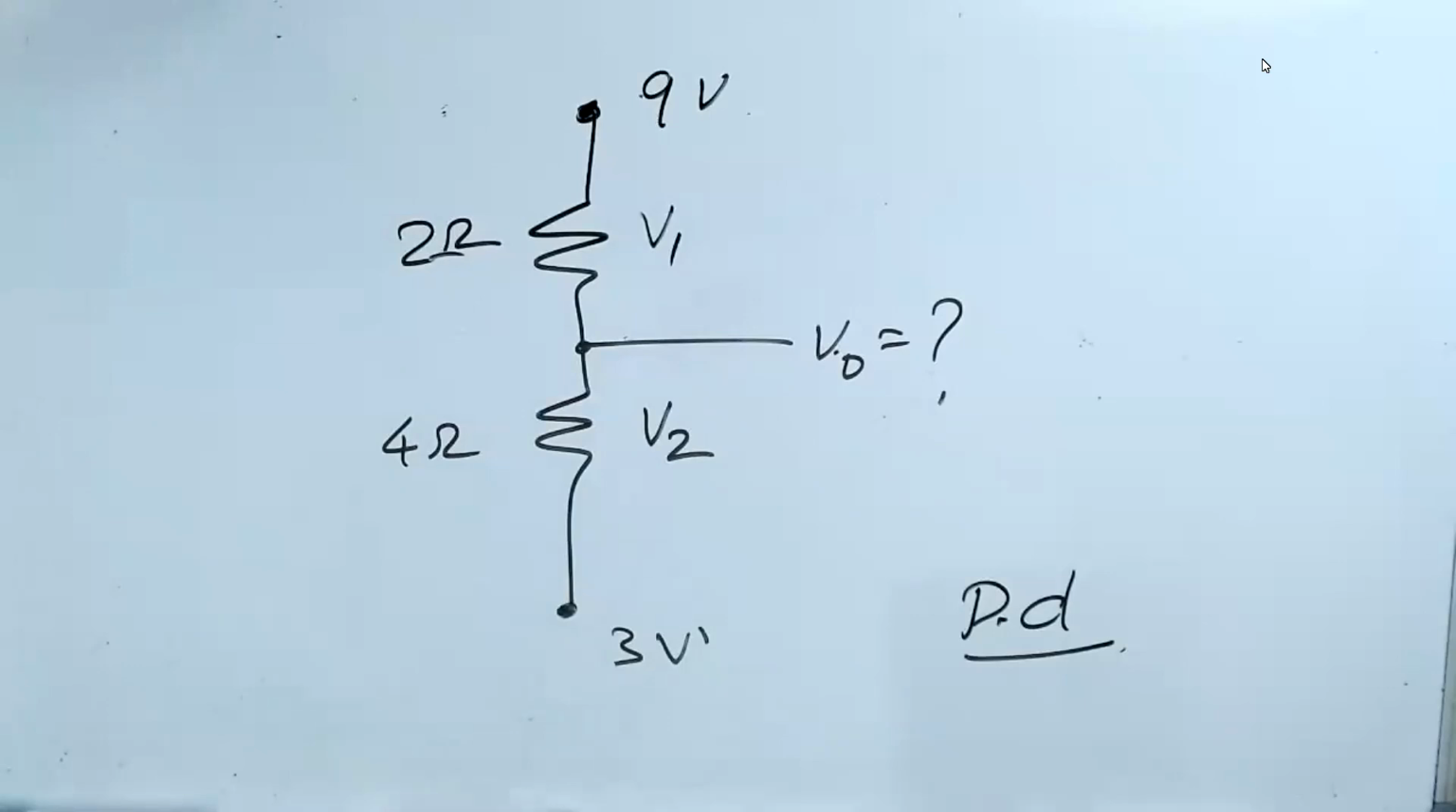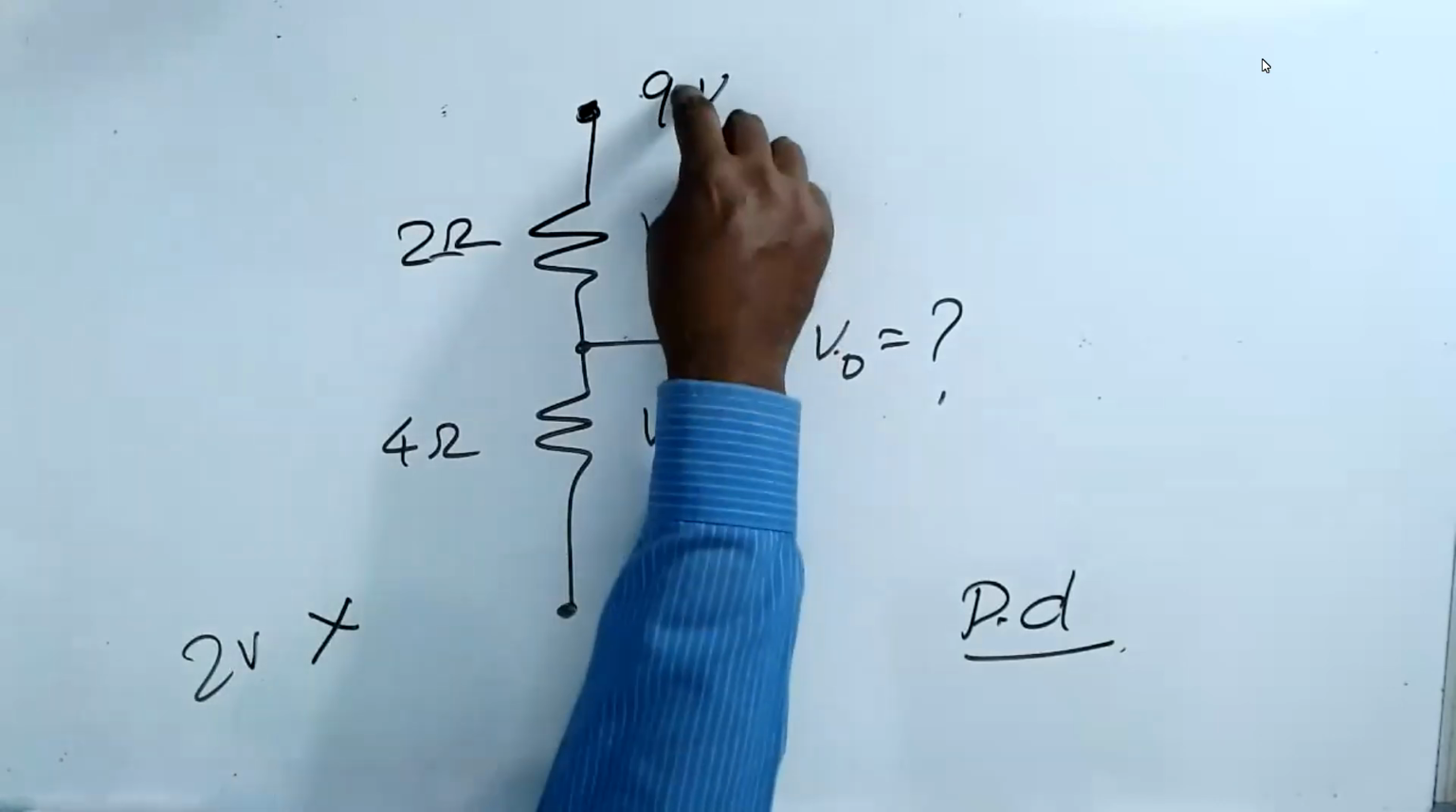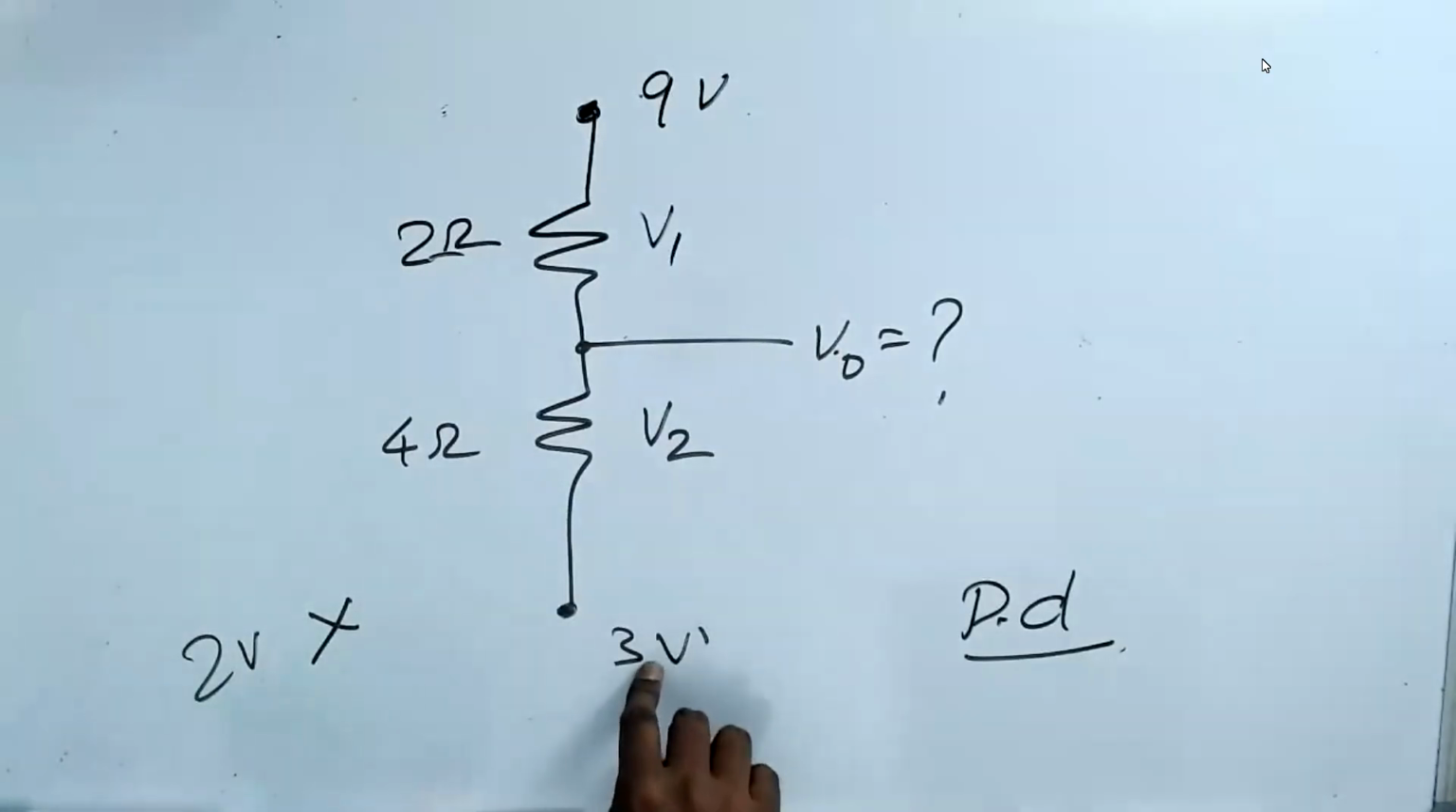No, this is not 2 volt. That is wrong. Somebody has given 2 volts; that is wrong. The voltage is 9 and 3. How come that the voltage?